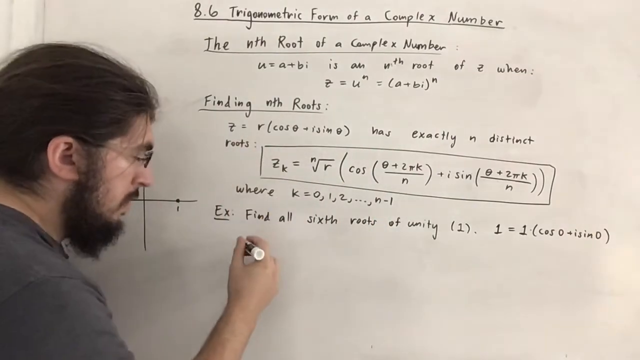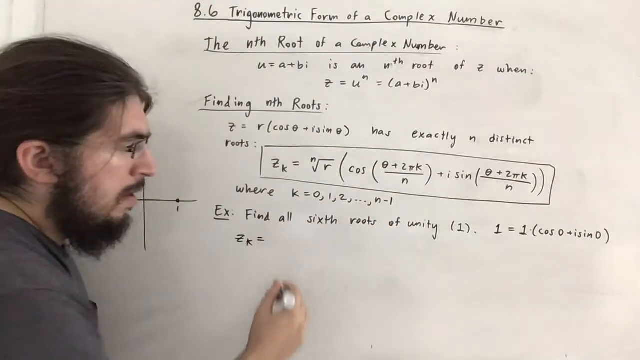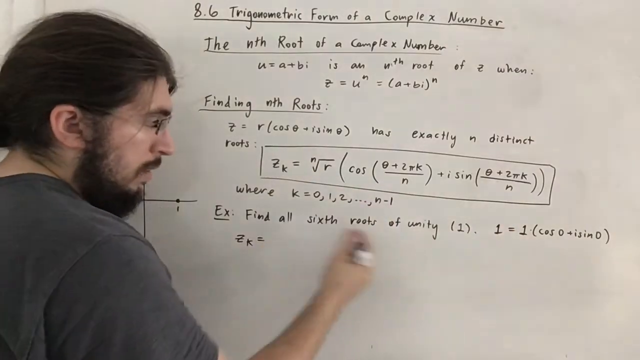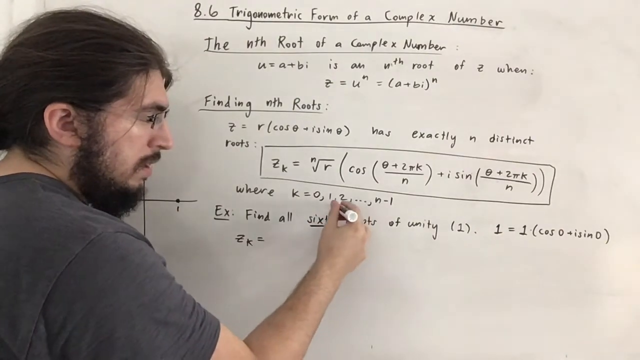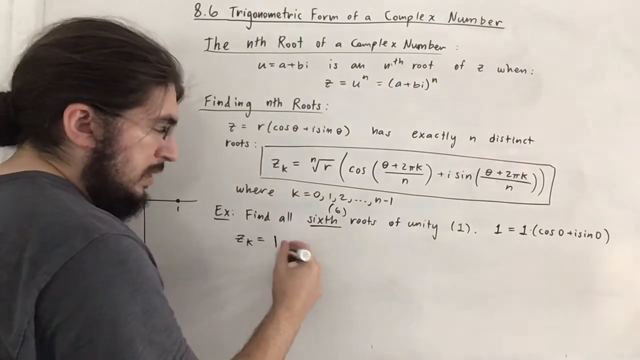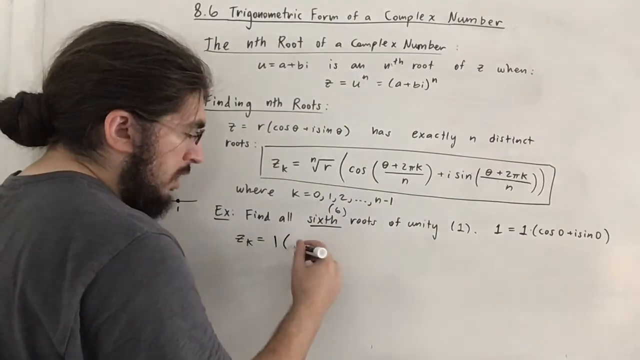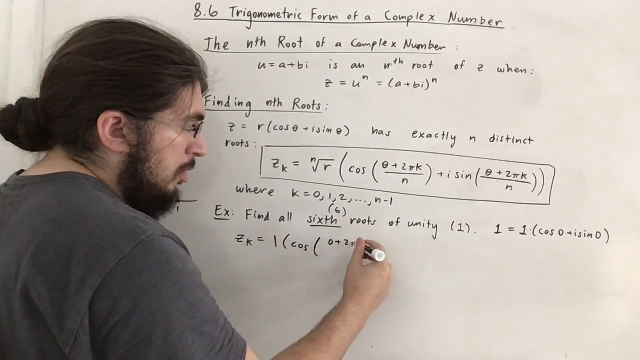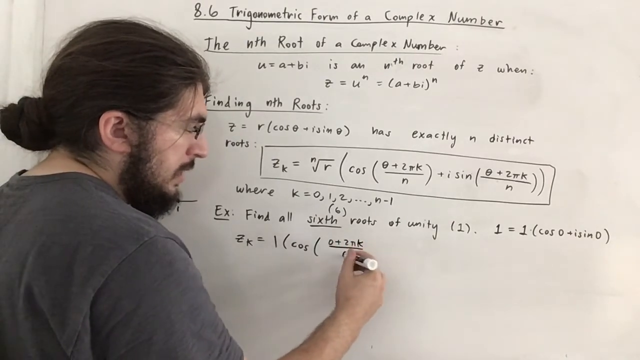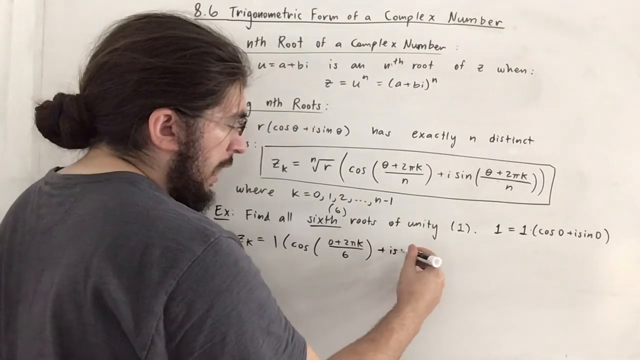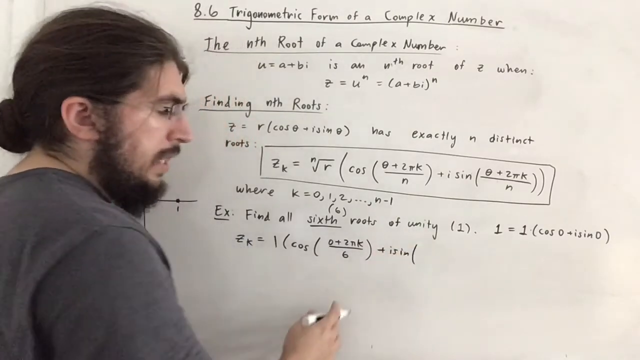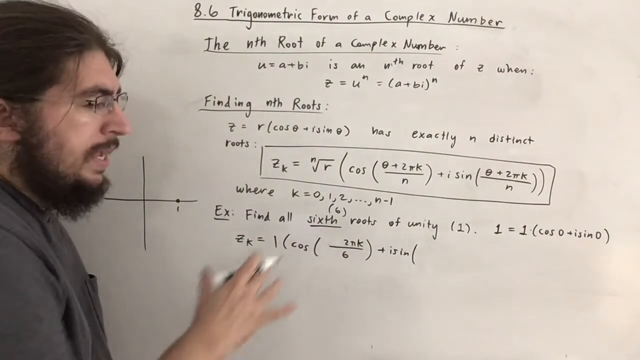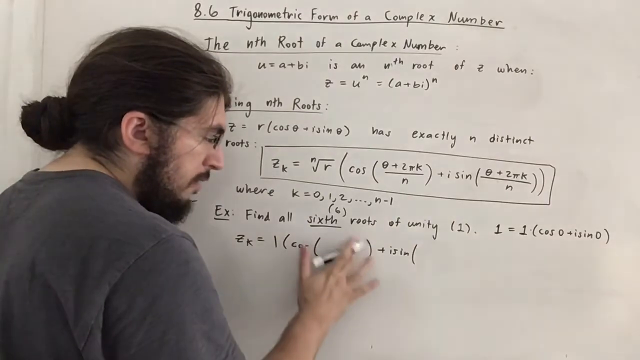So now z sub k, mainly it's based on when we plug in k values, but I think we're okay so far, is the nth root of 1, well, it's the 6th root, we're taking the 6th root of 1, which is just 1, times cosine of the angle (0 plus 2 pi k) over 6, plus i sine of (0 plus 2 pi k) over 6. I'm going to reduce this if you don't mind. 0 plus 2 pi k is just 2 pi k, and 2 pi k over 6 reduces to pi k over 3.